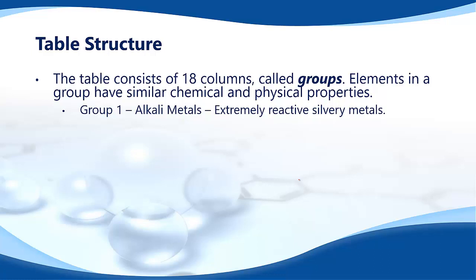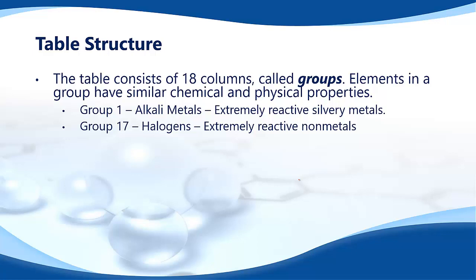On the other side of the table, you have group 17, which are called the halogens. The halogens are all nonmetals, and they're also extremely reactive. So that'd be fluorine, chlorine, bromine, iodine, and astatine. Fluorine is the single most reactive nonmetal in existence. If you put fluorine near anything other than fluorine, it will probably react, and very violently so.